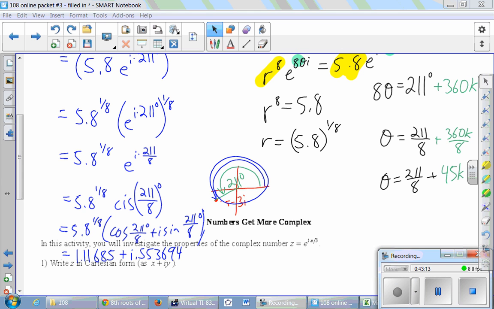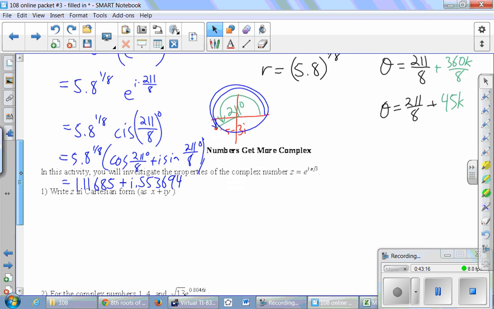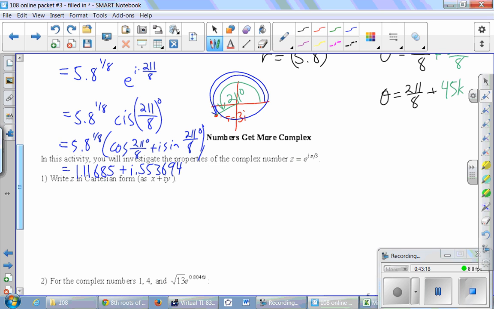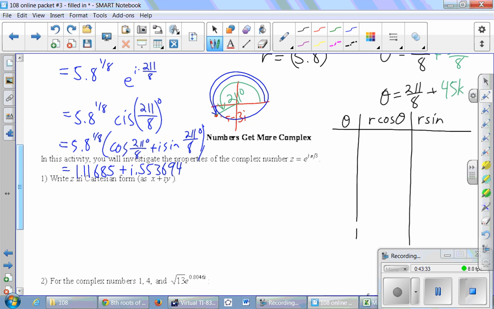Okay, so we're going to make a little chart. What we're going to put in this chart are the different values of theta that we can choose. And then we're going to put r times the cosine of that theta that we chose, and then r times the sine of that theta that we chose. And then just for good measure, we're going to stick an i on this term because it's supposed to be r times cosine plus i, r times sine. Okay, so different values of theta we could choose.